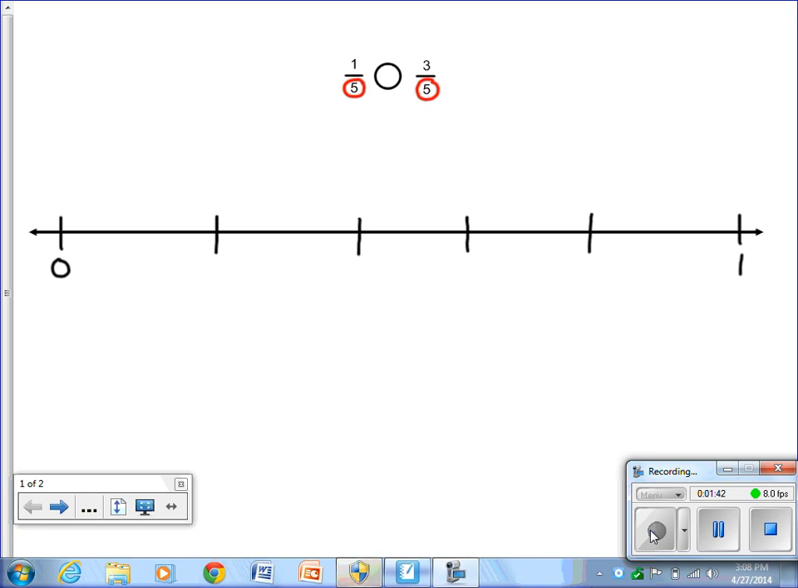Now what I'm going to do is plot each of those fractions that I'm comparing on the number line. So my first fraction is 1/5. Well, I know when I'm talking about fifths, 0 would now become the fraction 0/5. So if I build from there, we would have 1/5, 2/5, 3/5, 4/5, and of course 1 would be the same as 5/5, or 5 out of 5 parts, which would be 1 whole.